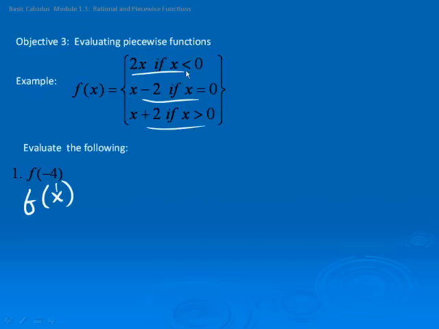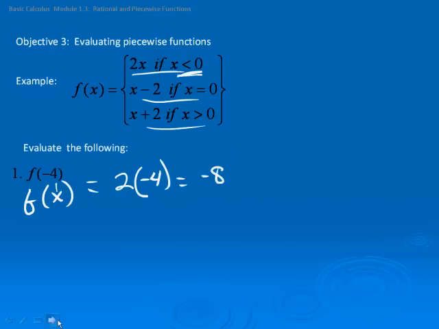Well, this one says x is less than 0, this one says x is equal to 0, and this one is x is greater than. So isn't -4 less than 0? So it's going to fit the top one. So then all I have to do is, if I'm using the top one, plug my -4 in where there was an x. So we're using that 2x, and 2 times -4 is going to give me -8.